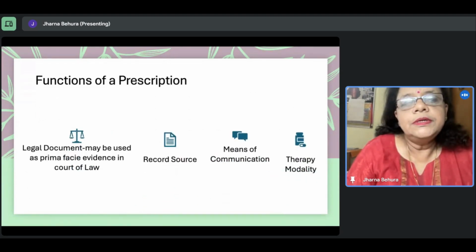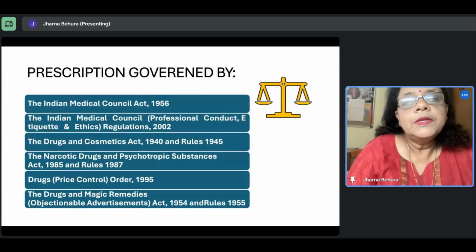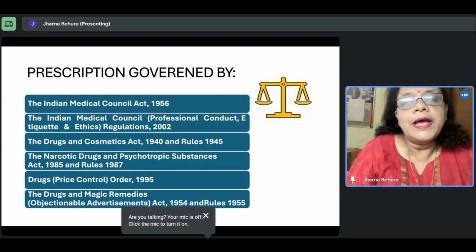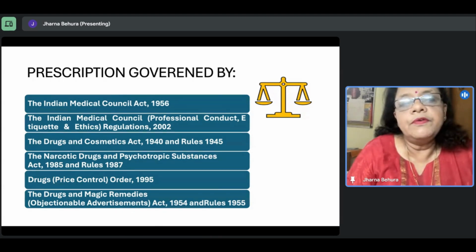Functions of a prescription. It is a legal document, and may be used as prima facie evidence in a court of law. It is also a source of record. It is a means of communication between the patient and the prescriber, and it is also a therapy modality. The prescription is governed by a lot of acts: the Indian Medical Act 1956, the Indian Medical Council Professional Conduct and Regulation Act 2002, the Drugs and Cosmetics Act 1940, the Narcotic Drugs and Psychotropic Substances Act, the Drugs and Magic Remedies.